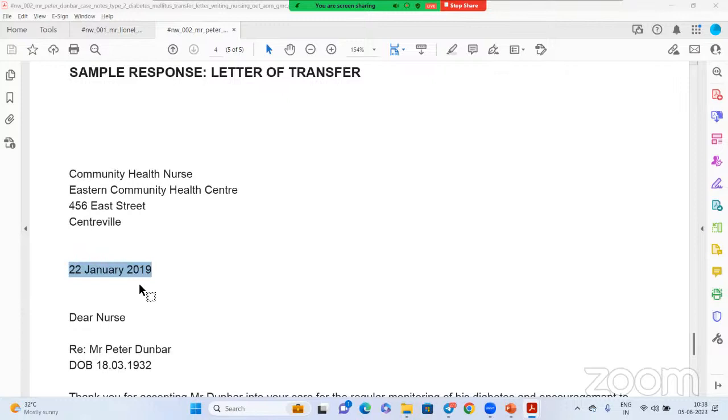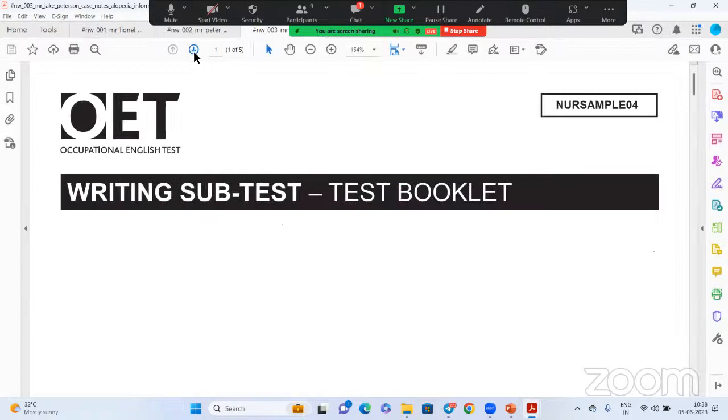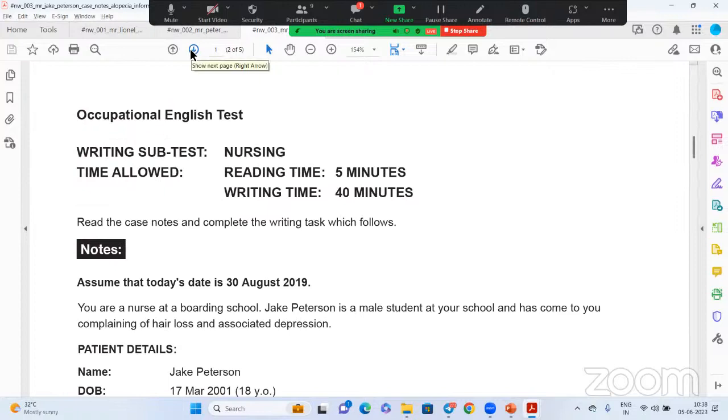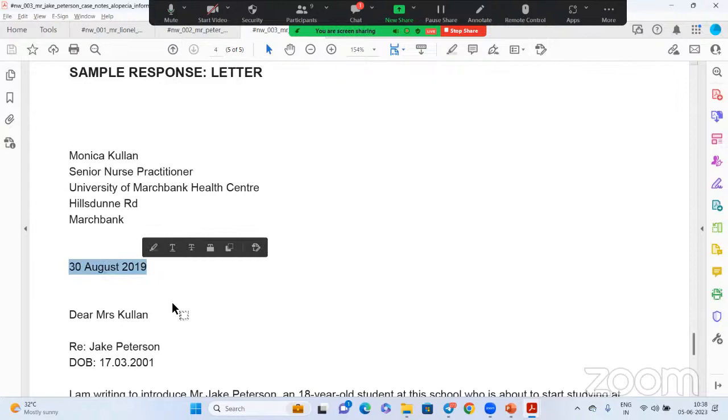This is the second letter I have shown now. This is Peter Dunbar letter. Second official letter. Now I'll show you the third letter. Mad people will be teaching mad things. Don't follow. Just follow OET. People who don't know much, they'll teach you can write anything. No, sorry. See here, 30 August 2019. There is no comma. There is no TH. Nothing is there. There is no August. Nobody wrote 08 here. So better follow the rules. Now, fourth letter I am showing you. Even doctors' letters are also like that only.